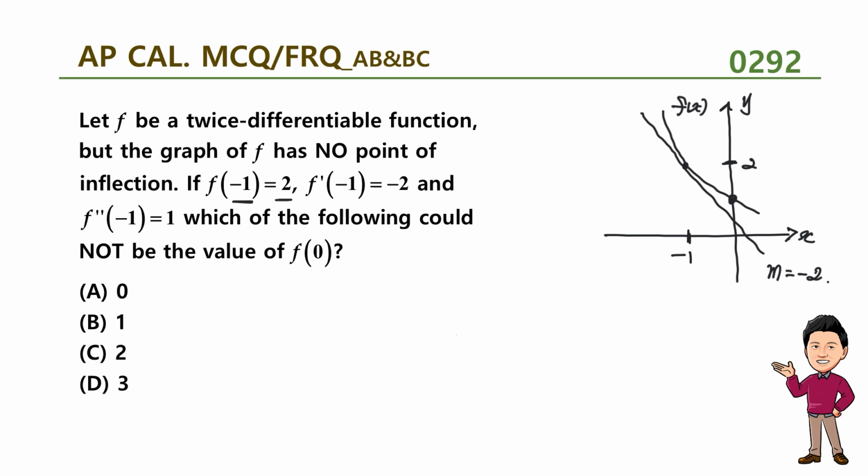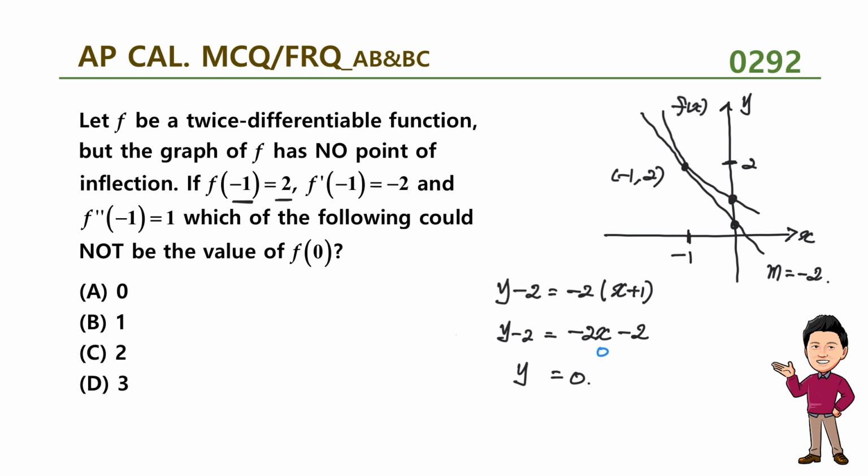Here, the slope is -2 and this point is -1, 2. So using point-slope form, y minus y1 is equal to slope times x minus x1, so x plus 1. So y minus 2 is equal to -2x minus 2. Substitute 0 for x. Then what is y? y minus 2 is equal to -2, so y is equal to 0. Actually, this value is equal to 0. So f of 0, which is this value right here, must be greater than 0, right?